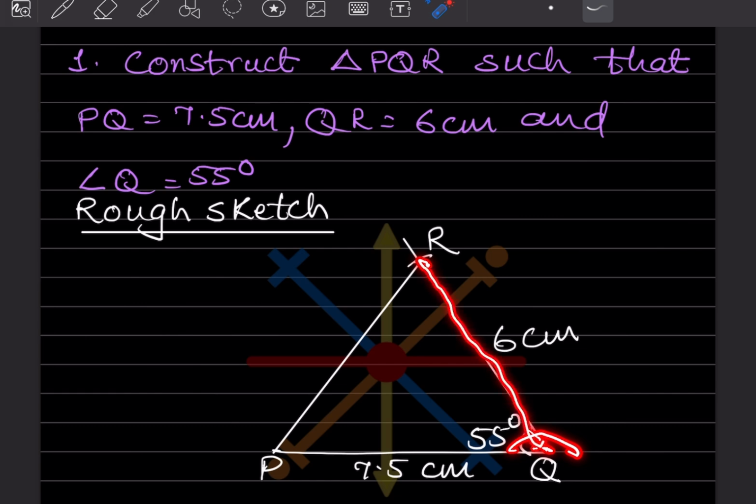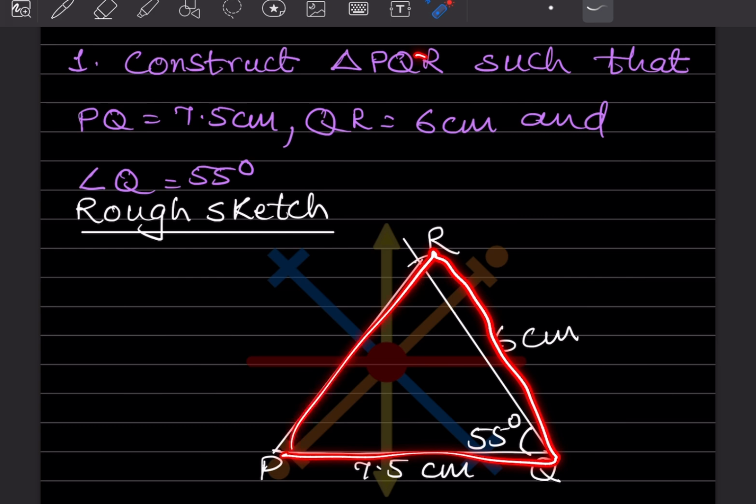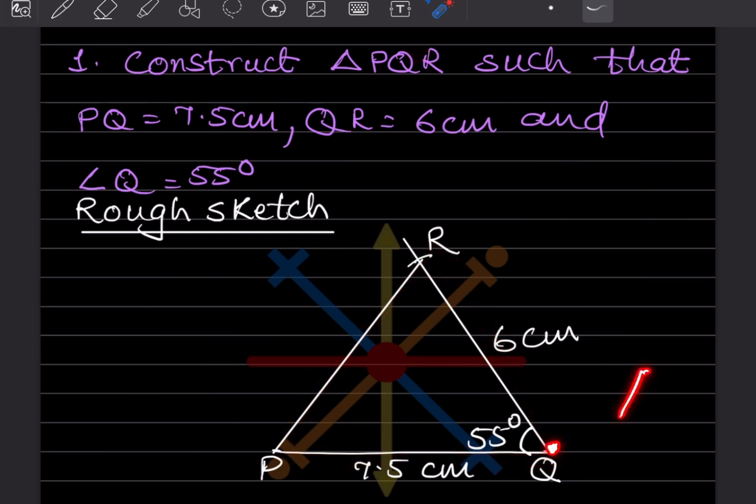this line. After that, QR is given as 6 centimeter. So this triangle is PQ and here should be R. So you will place your compass over here, take 6 centimeter and you will draw one arc over here so that this line gets cut. So now you can write here this R and then you will join here PR.